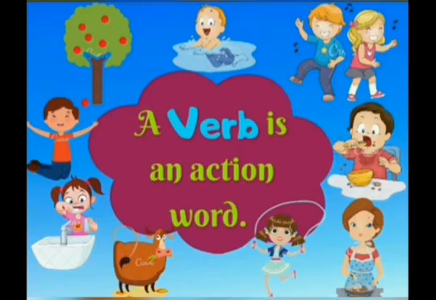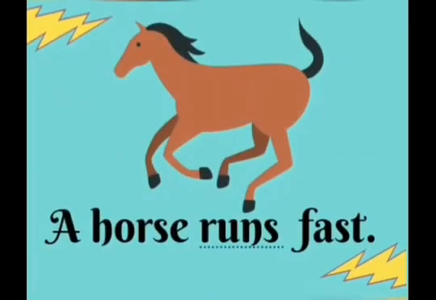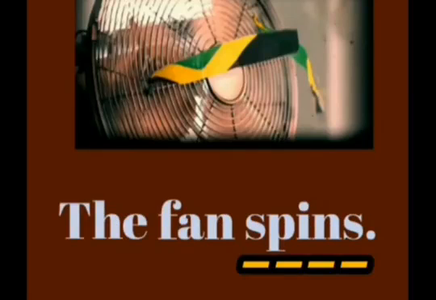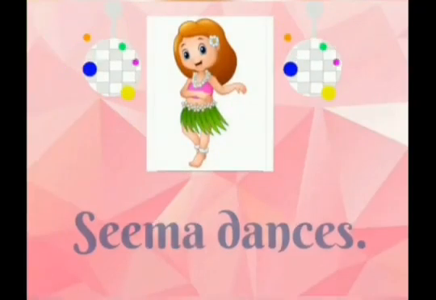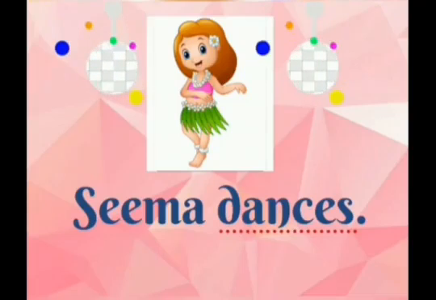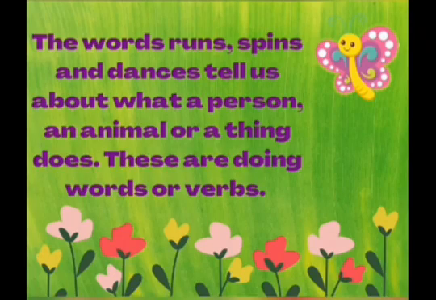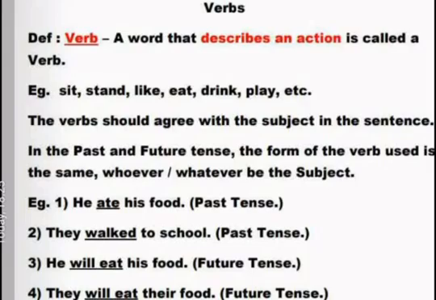The first one is, a horse runs fast. The second, the fan spins. And the third one is, Seema dances. So children, the words runs, spins and dances tell us about what a person, an animal or a thing does. These are doing words or verbs.